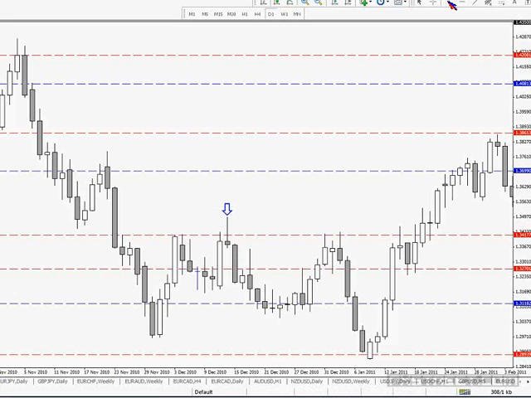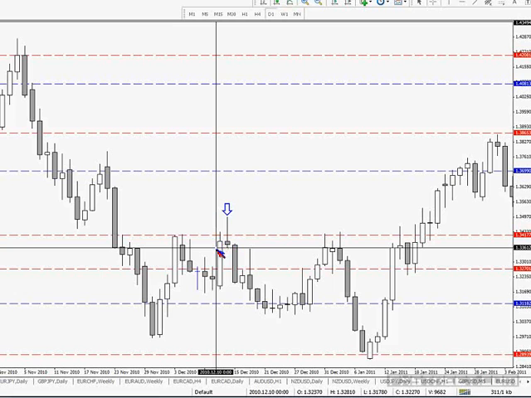So what I do when I see one of these is I'll do it like this. I'll go, okay, the low on this bar is 1.3362, and right here I'll put my sell stop.